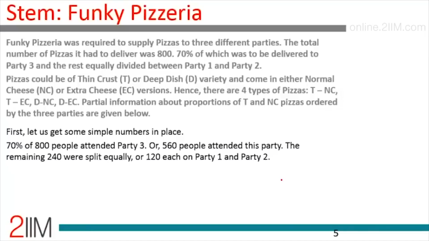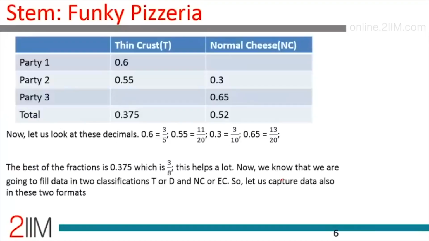Some numbers in place. 70% of 800 is 560. Remaining is split equally, 120, 120. And that we have got. 0.6 is 3 by 5. 0.55 is 11 by 20. 0.3 is 3 by 10. These are regular fractions. The most interesting of these fractions is 0.375, which is 3 by 8.